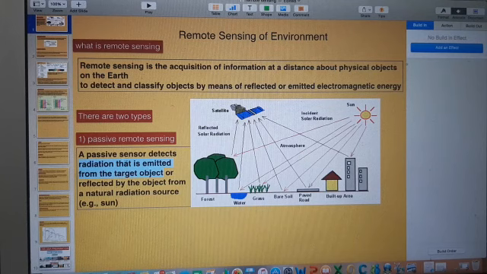So, radiation that is emitted from the target objects or reflected by the objects from a natural radiation source. Here the source of radiation is natural, which is the sun. So, this type is called passive remote sensing.